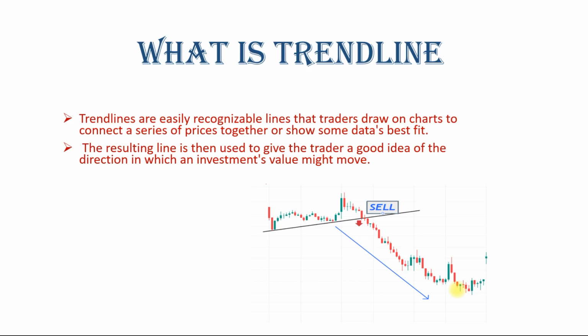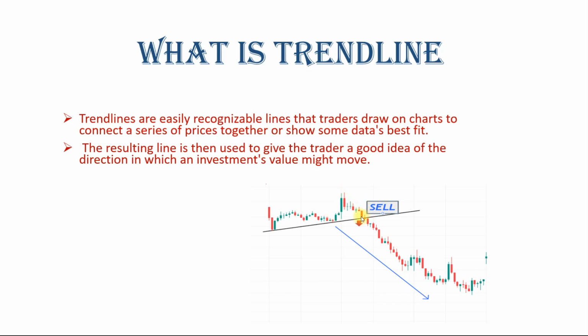So trend lines are easily recognizable lines that traders draw on the charts to connect the series of prices together or show some data that is best fit. The resulting line is then used to give the trader a good idea of the direction in which the investment value will move. Here in this picture, we can see that I have drawn the trend line. We can see multiple touches, that is 3 times the price is touching. Whenever the price is touching, we can look for a buying opportunity here. Above this green candle we can look for buy, and above this doji candle we can look for a buy signal.